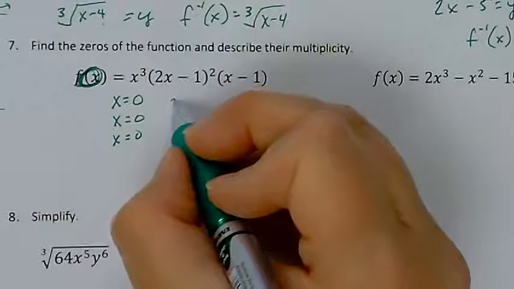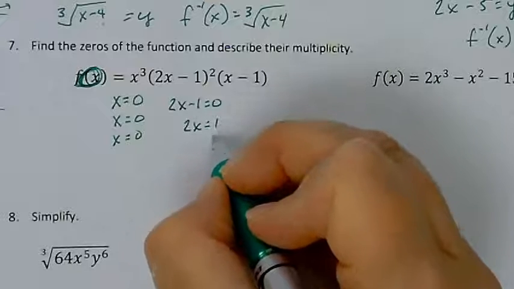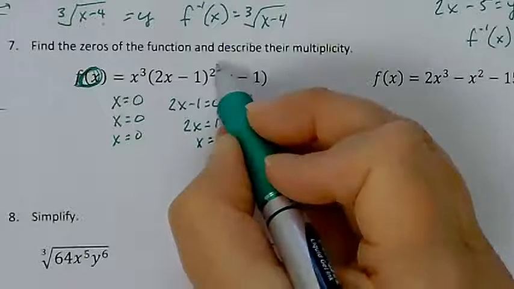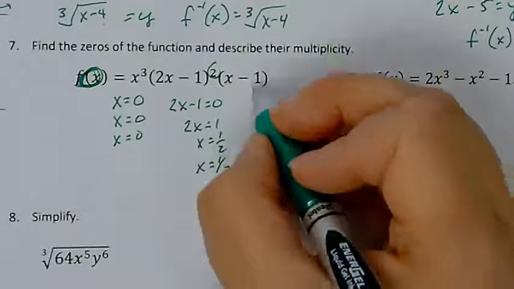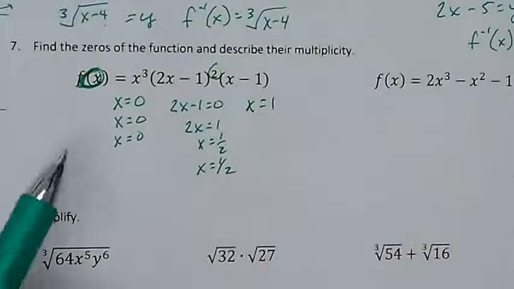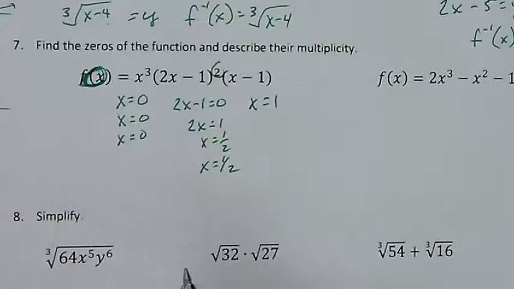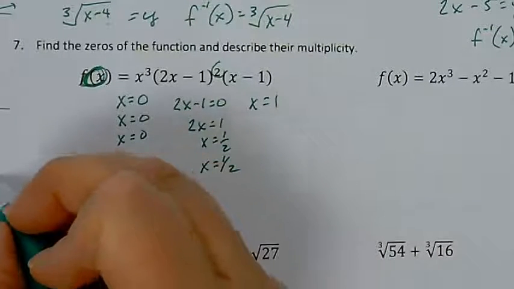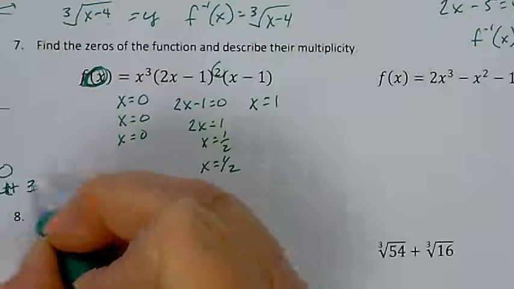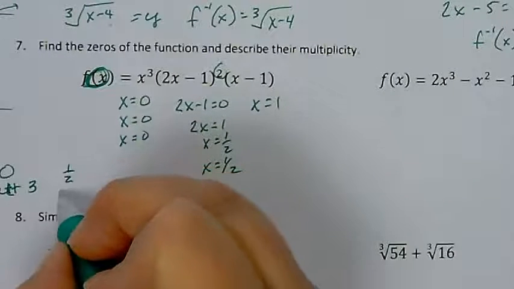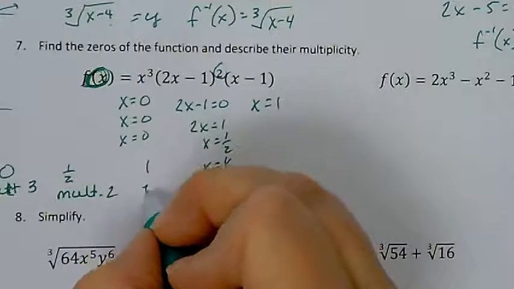Here, 2x minus 1 could be 0. So 2x could be 1, so x could be 1/2. Notice there's a 2, so that means that thing happens twice. And then here, x could be 1. So I have 1, 2, 3, 4, 5, 6 zeros. I would say that 0 has multiplicity of 3. 1/2 has multiplicity of 2. And 1 has multiplicity of 1.